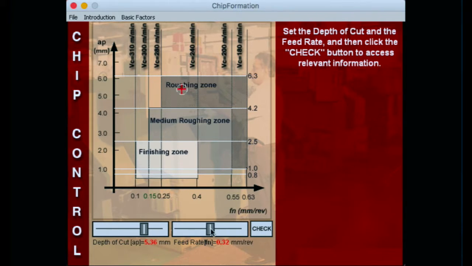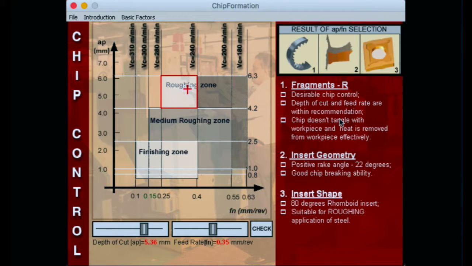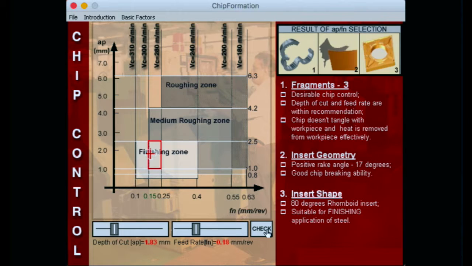And if I enter this zone called roughing zone, I check, I'll get some information presented on the screen for me, and then I can use that information in the context of my learning activity. So I see visually information as pictures and information as textual points listed on the right side of the screen. So if I enter a different zone of this graph, I will see different information.